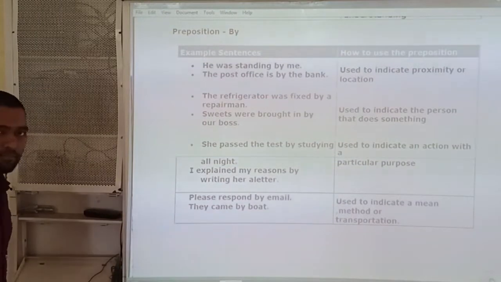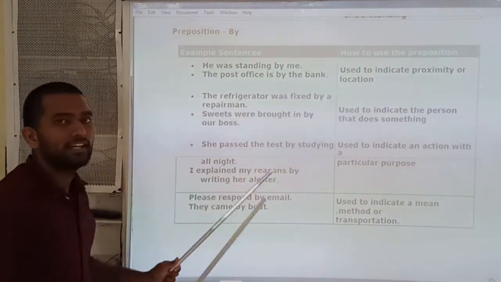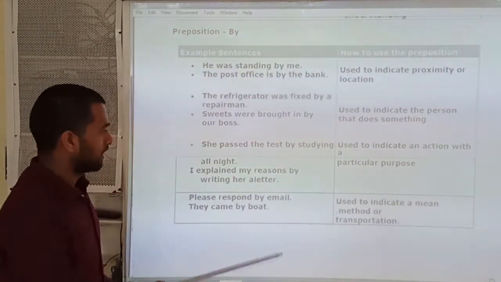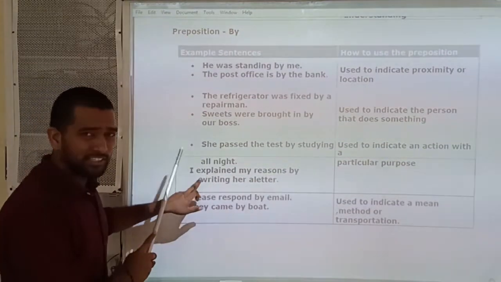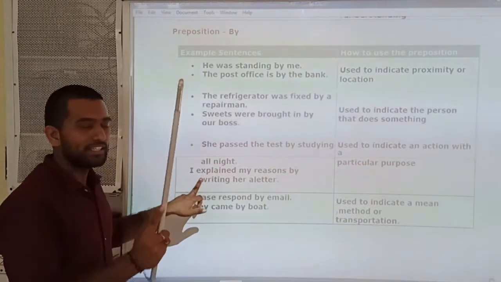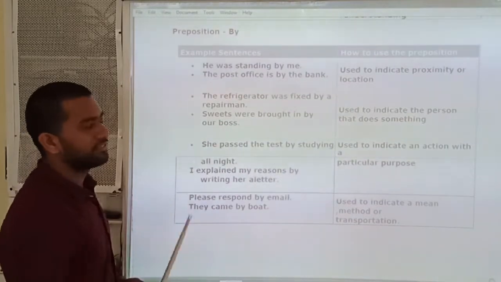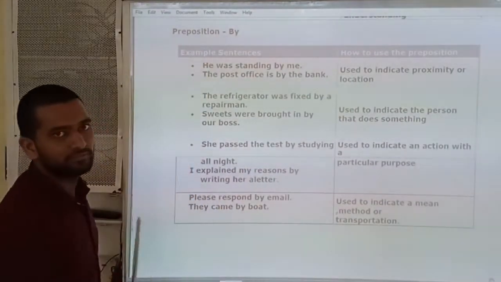Look at the second example also. I explained my reasons by writing her a letter. See, what is the purpose? Explaining the reasons. What is the action? Writing a letter. So in this type of situation, we use the preposition by.